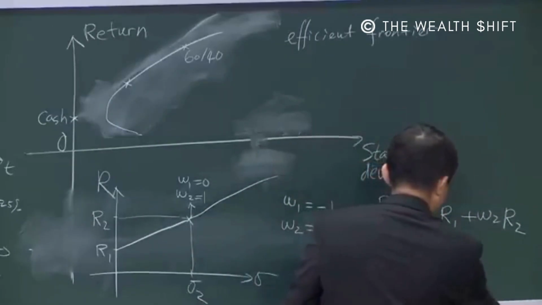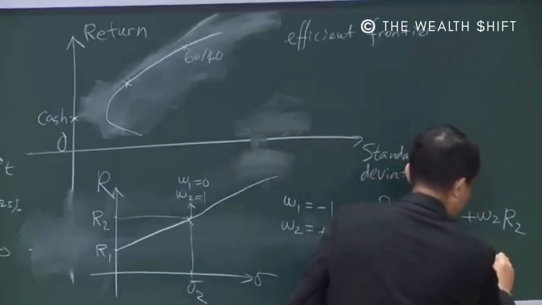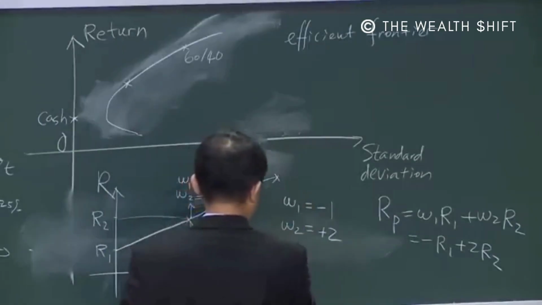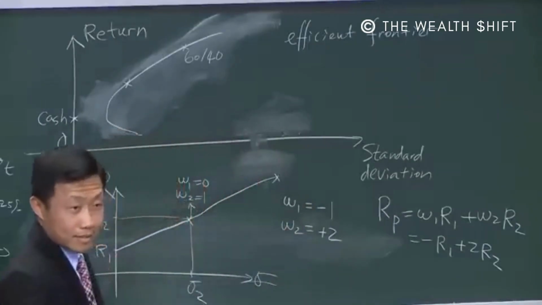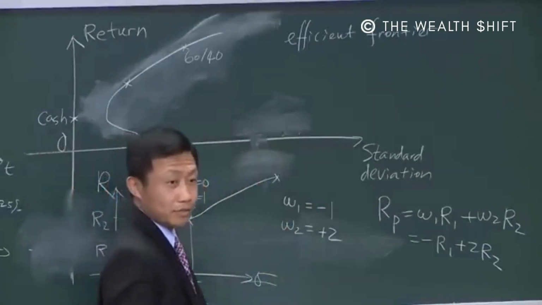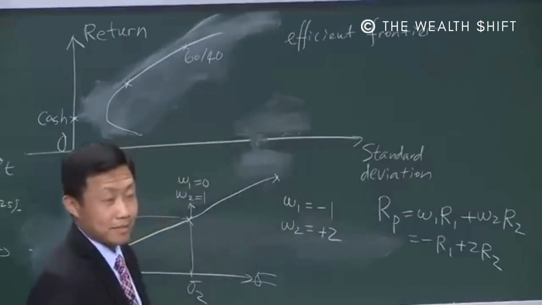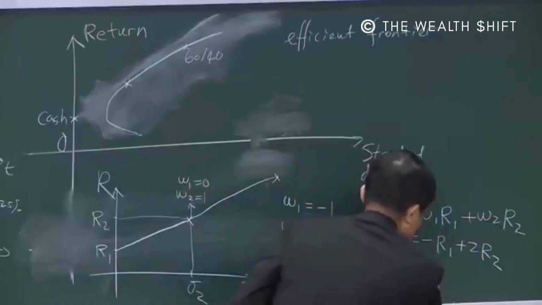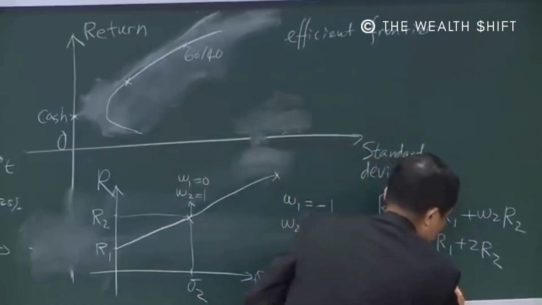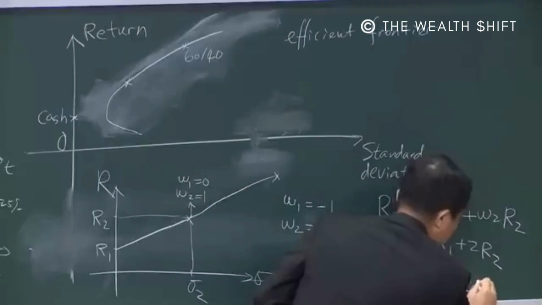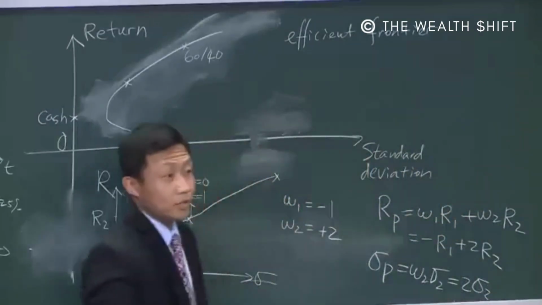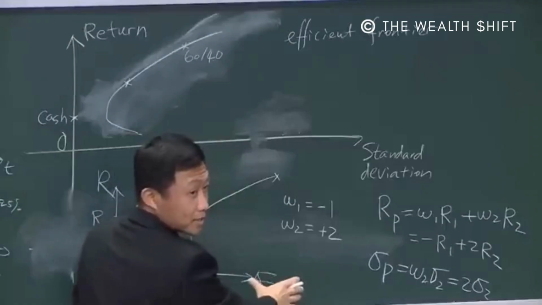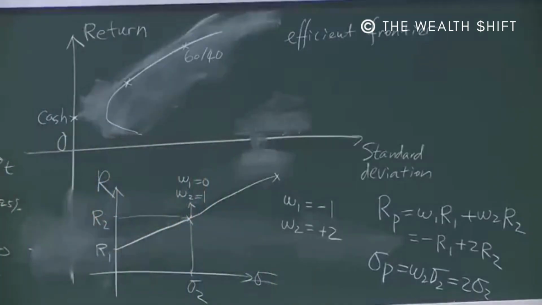So minus R1 plus 2R2. That's your return. It's this point here. What does your variance, or standard deviation, look like? As we did before, sigma p simply equals W2 sigma 2. So in this case, it's 2 sigma 2. So you're 2 times more risky, 2 times as risky as asset 2.